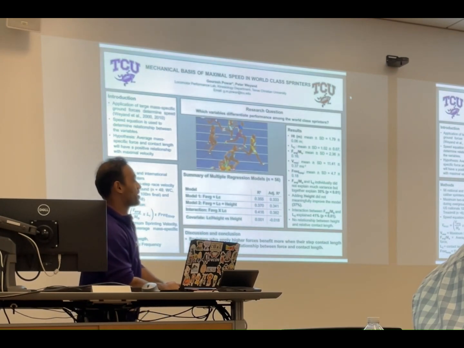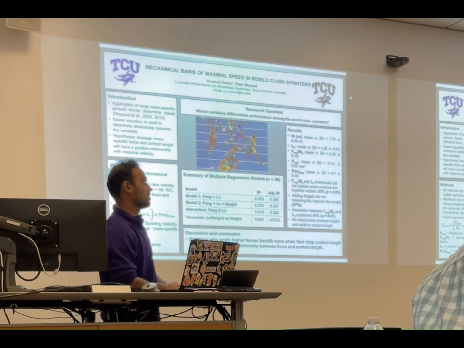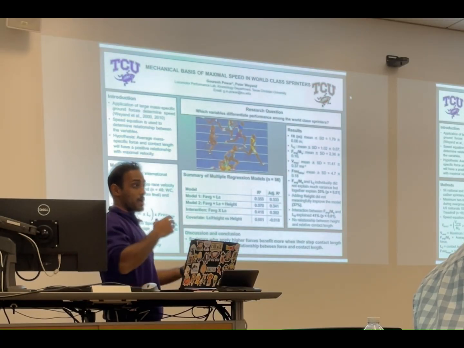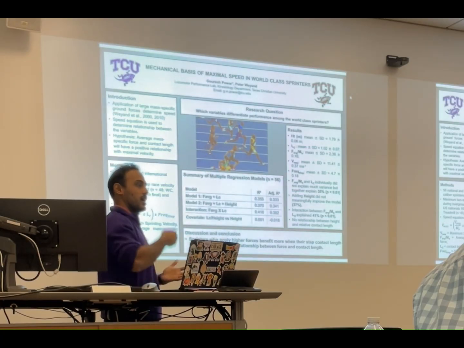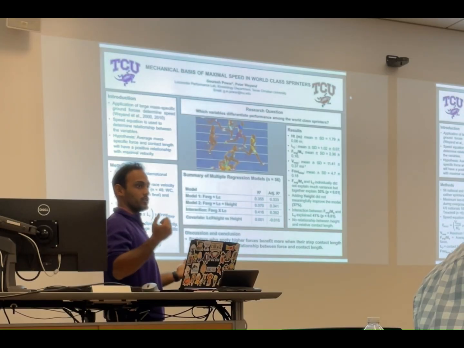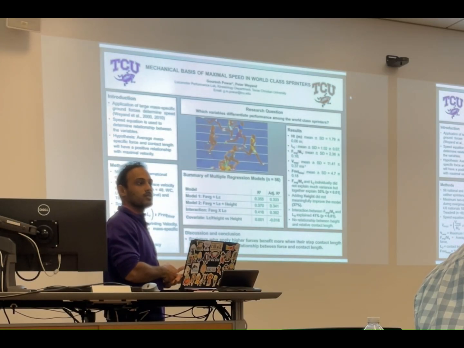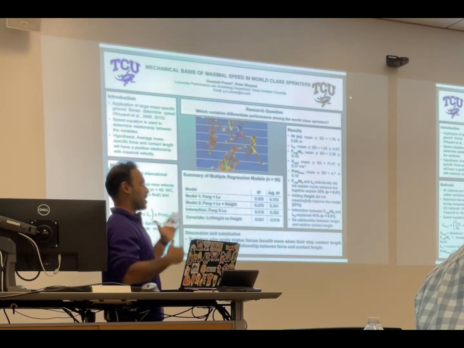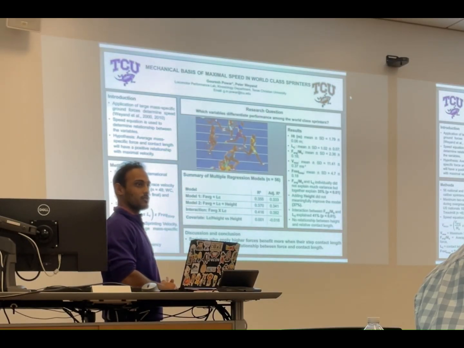To go into the background, we know from research that to run fast, you need to apply large mass-specific ground reaction forces. So you need to hit the ground as fast as possible, as hard as possible. So if you have a high school runner who wants to be an Olympic athlete, you tell them to apply more force to the ground. But what happens when everyone is applying higher forces? What do they need to do differently to run faster?